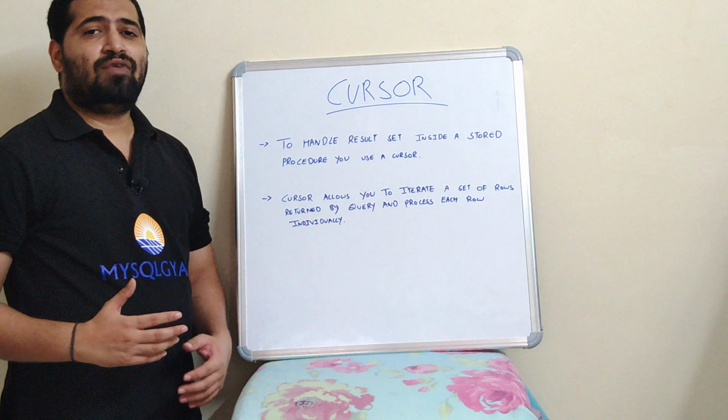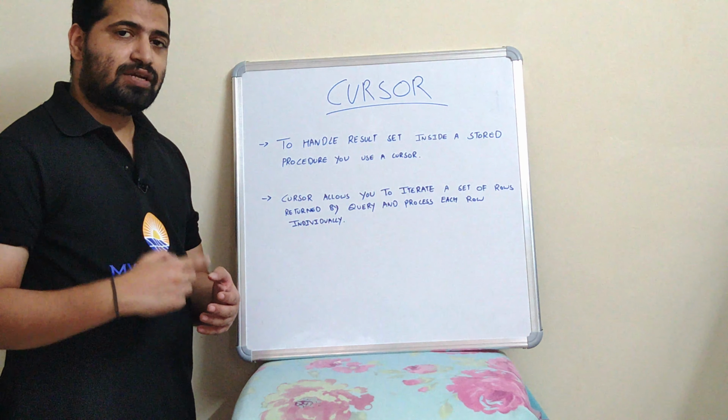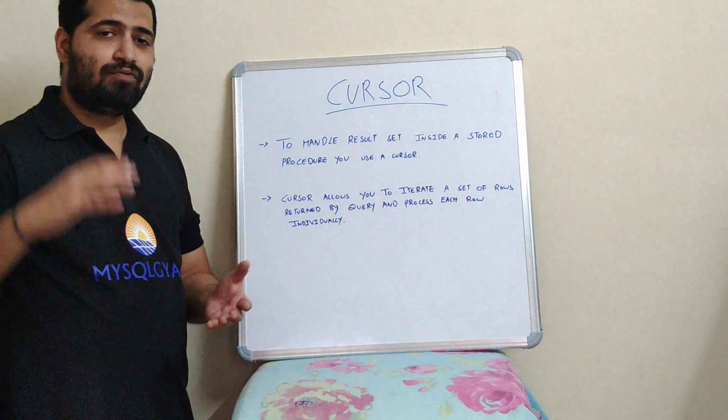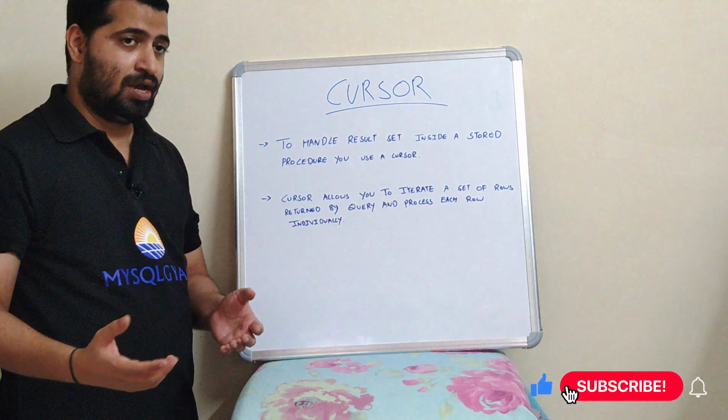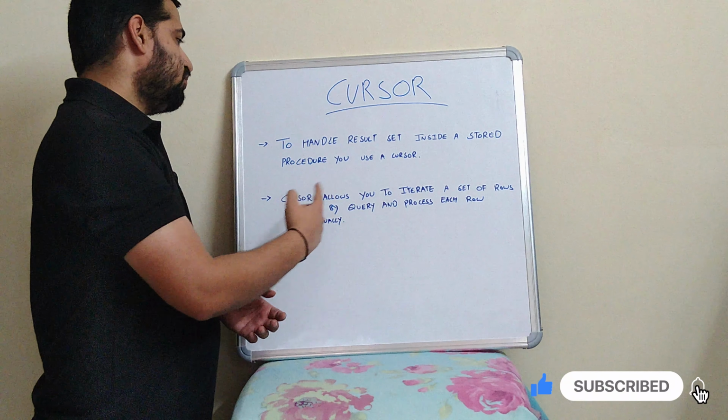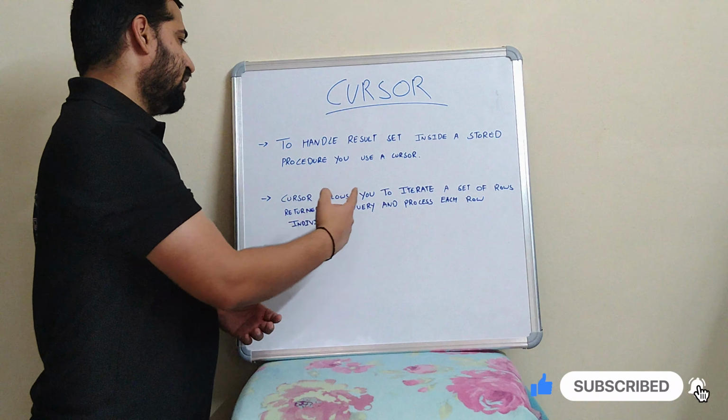What do you mean by cursor? Whenever you want to iterate over a result set, you can use a cursor. Whenever you have a set of results and you want to process each row one by one, you can use a cursor. So the generic definition will be: a cursor allows you to iterate over a set of rows returned by a query or subquery and process each row individually.